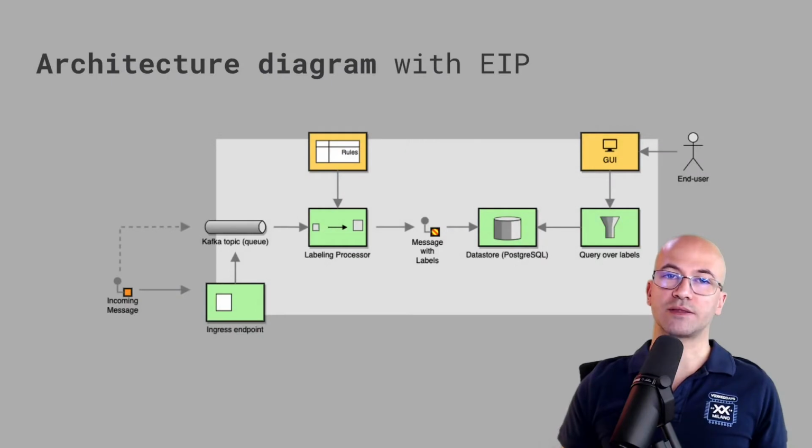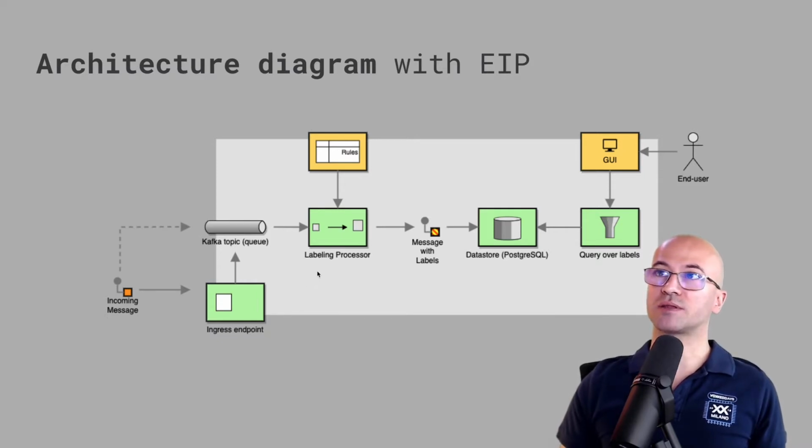This is a very high-level diagram of the architecture for this demo. On the left-hand side, we have our incoming message. This is the cloud event that we want to process by labeling it. We have an endpoint which represents our ingress, and we place immediately the message on a Kafka topic. So this represents a queue in order to isolate the incoming part from the rest of the processing pipeline.